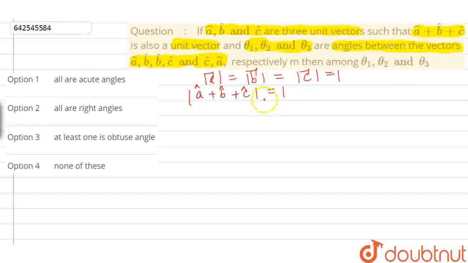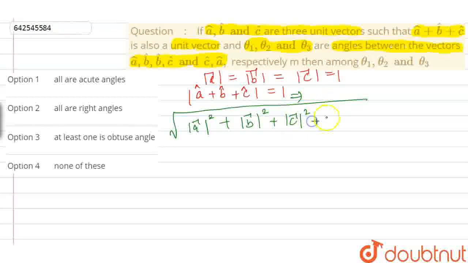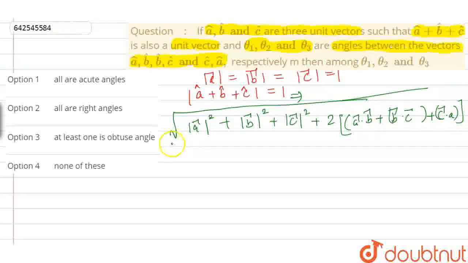First of all, we are going to use this equation, right? So the value of the magnitude of A plus B plus C can be written as under root of magnitude of A square plus magnitude of B square plus magnitude of C square plus 2 times A dot B plus B dot C plus C dot A, right? Now this value is equal to 1, so we have to solve this equation further.